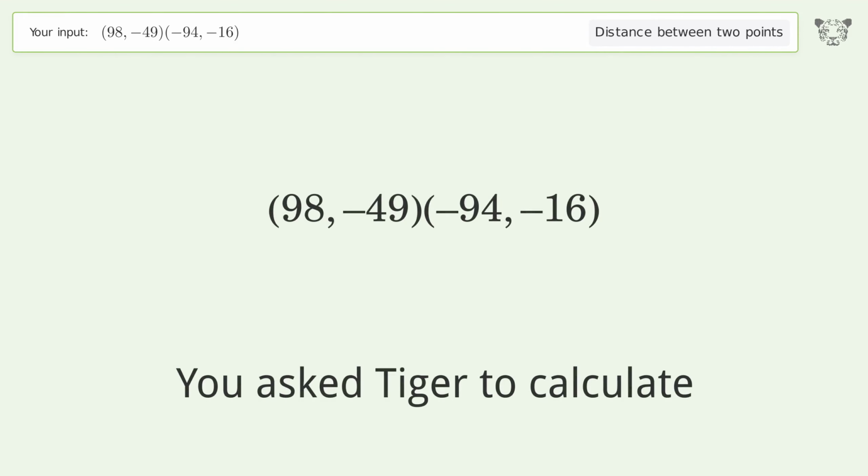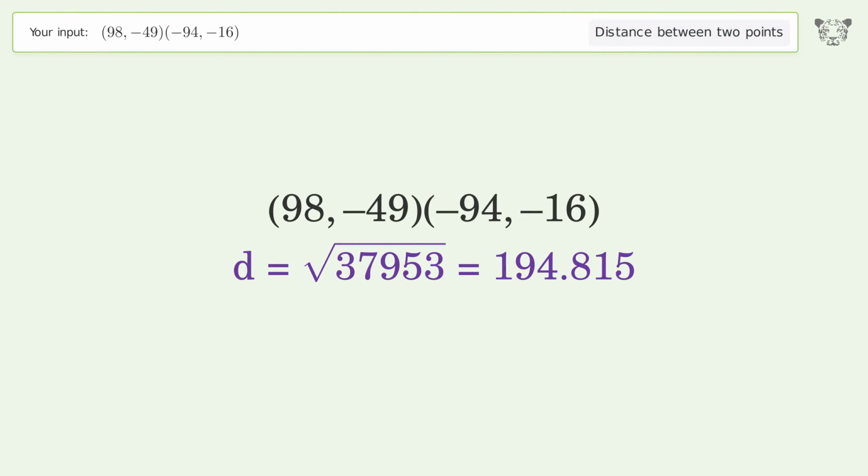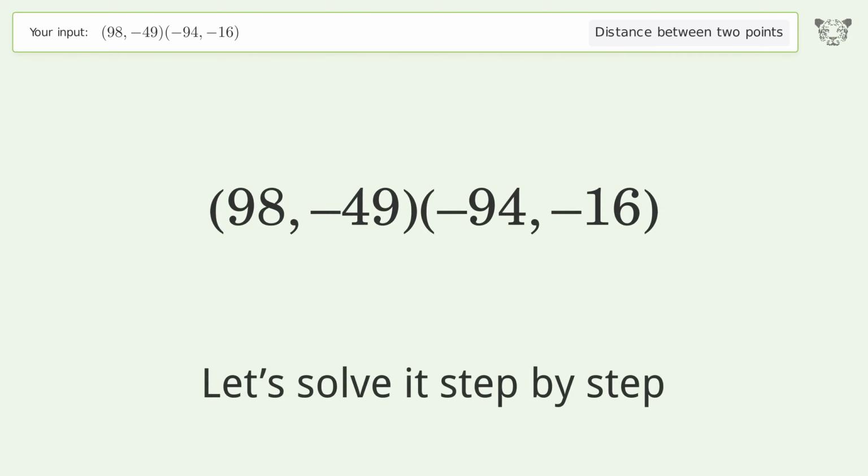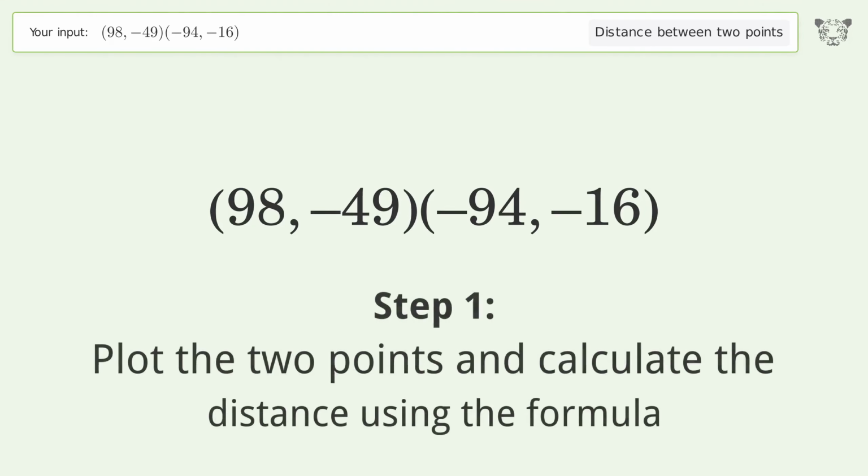You ask Tiger to calculate. This deals with the distance between 2 points. The distance between the 2 points is the square root of 37,953, or 194.815. Let's solve it step by step. Plot the 2 points and calculate the distance using the formula.